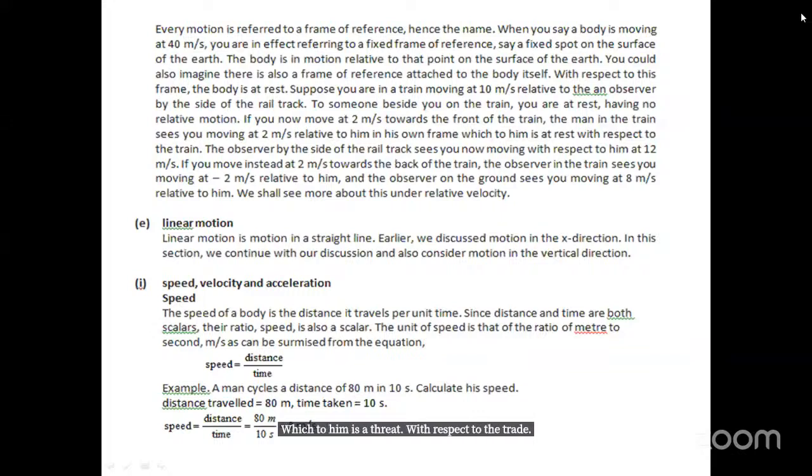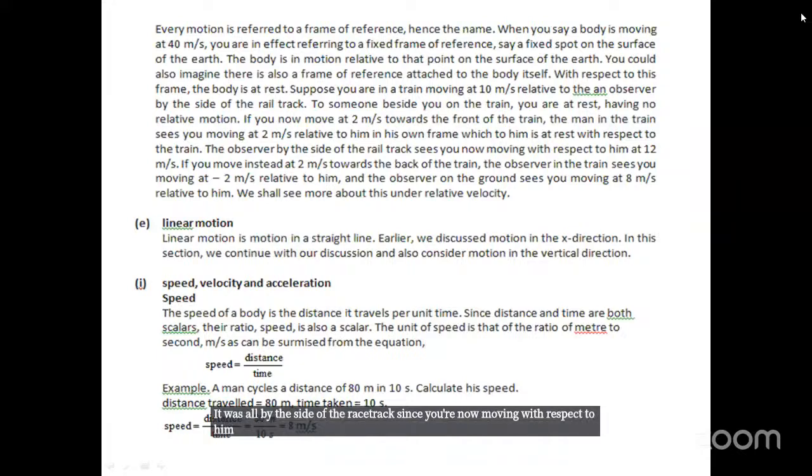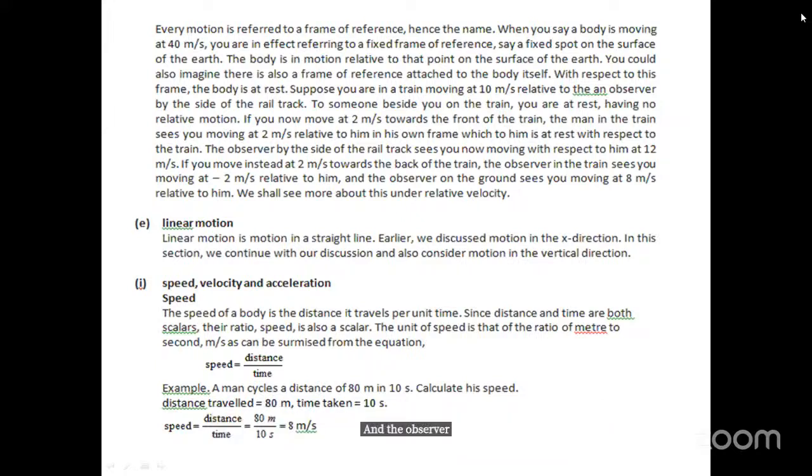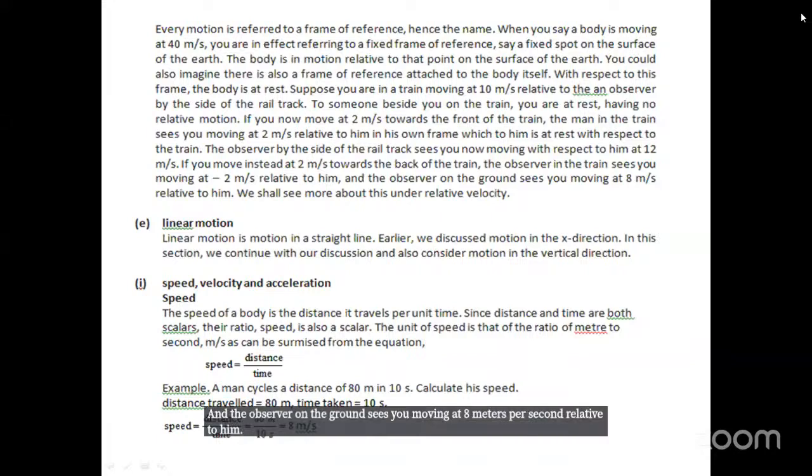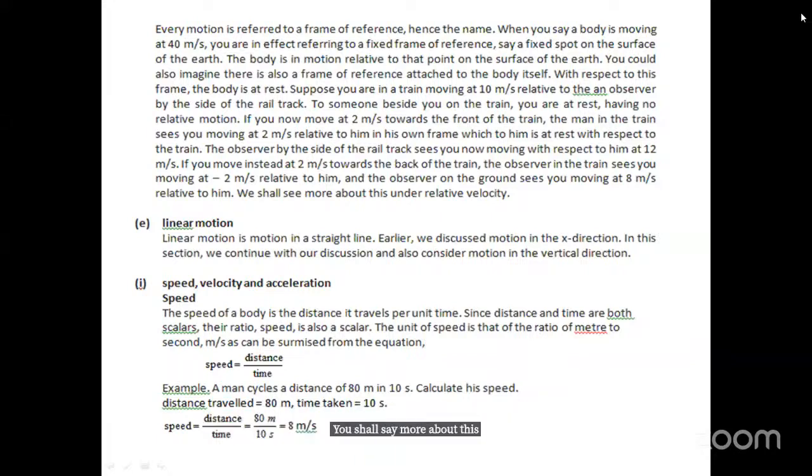The observer by the side of the rail track sees you now moving with respect to him at 12 meters per second. If you move at 2 meters per second towards the back of the train, the observer in the train sees you moving minus 2 meters per second relative to him. And the observer on the ground sees you moving at 8 meters per second relative to him. We shall see more about this under relative velocity.